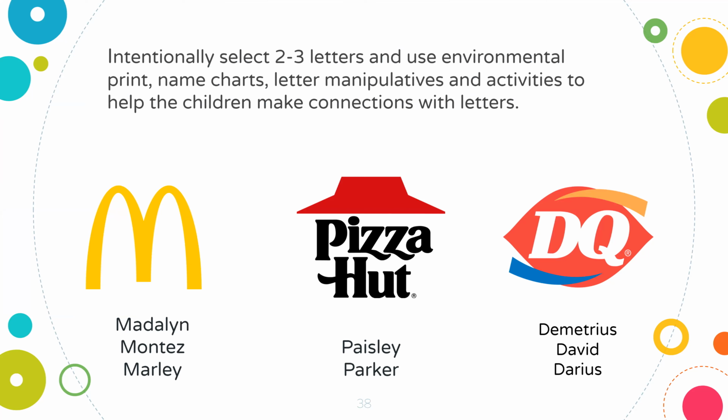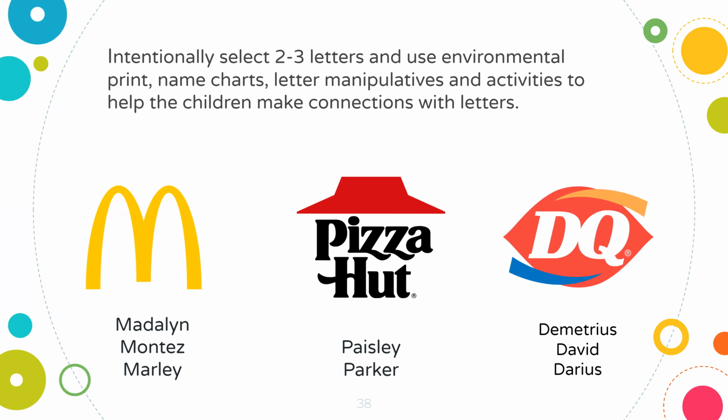You can get environmental print. You can use a name chart, all in the same area. Make those connections between the M in McDonald's and the M at the beginning of those names. Then you can pull out your letter manipulatives and activities to help the children begin making connections across the contexts of application with the letters.